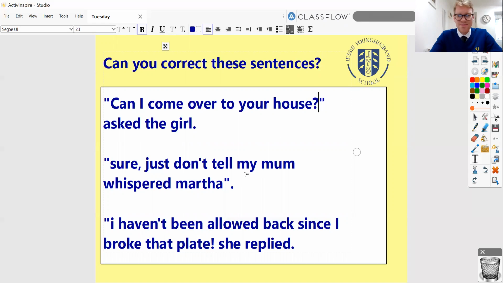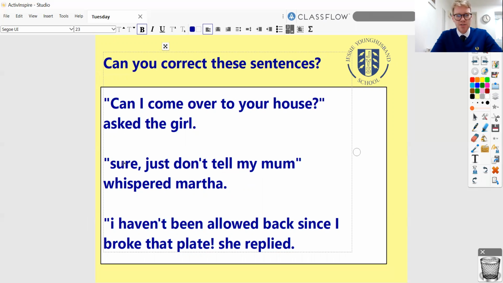And of course, Martha wouldn't actually say "whispered Martha" at the end there. You don't come in the morning and say, "Hello, Mr. Vass," said me. That would be really weird, wouldn't it? So you don't have that reporting clause in the inverted commas. So we need to get rid of that bit. It's not going to come at the end there. It's going to come here. "Sure, just don't tell my mum," whispered Martha.